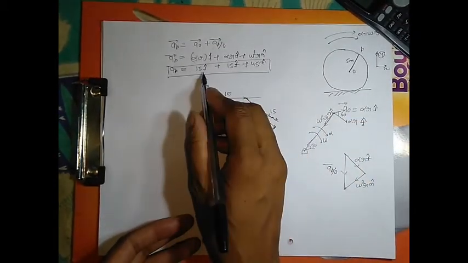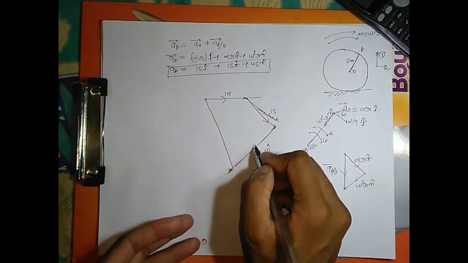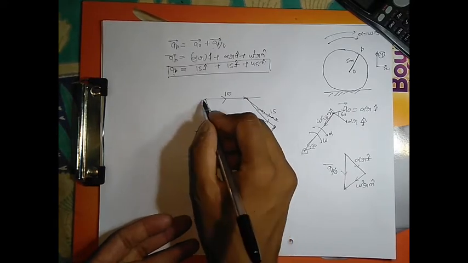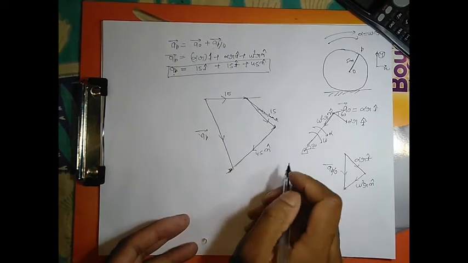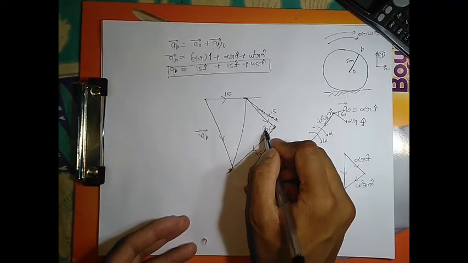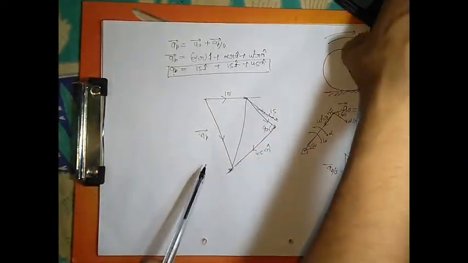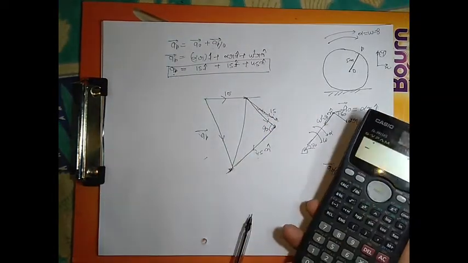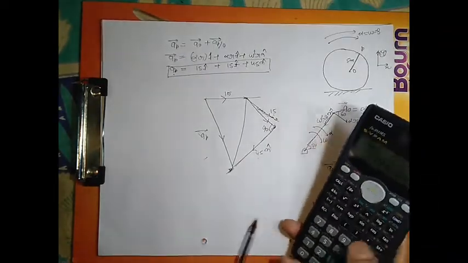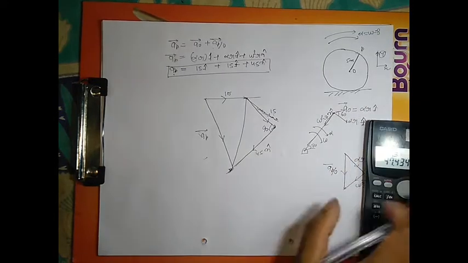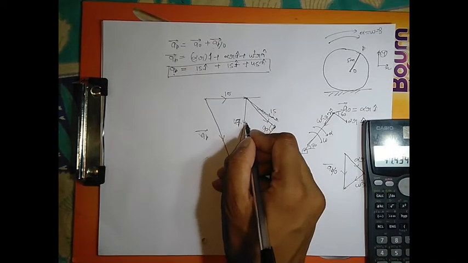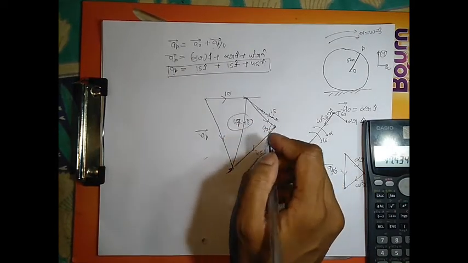Look at here, vector A plus vector B plus vector C is equal to vector D. That means acceleration of point P. That means you have to find this length. How can you find this length? Look at here, you join this line. This is 90 degree. This is the 15, this is the 45, and this will be the square root of 15 square plus 45 square. So you will get 47.43, you got this length.